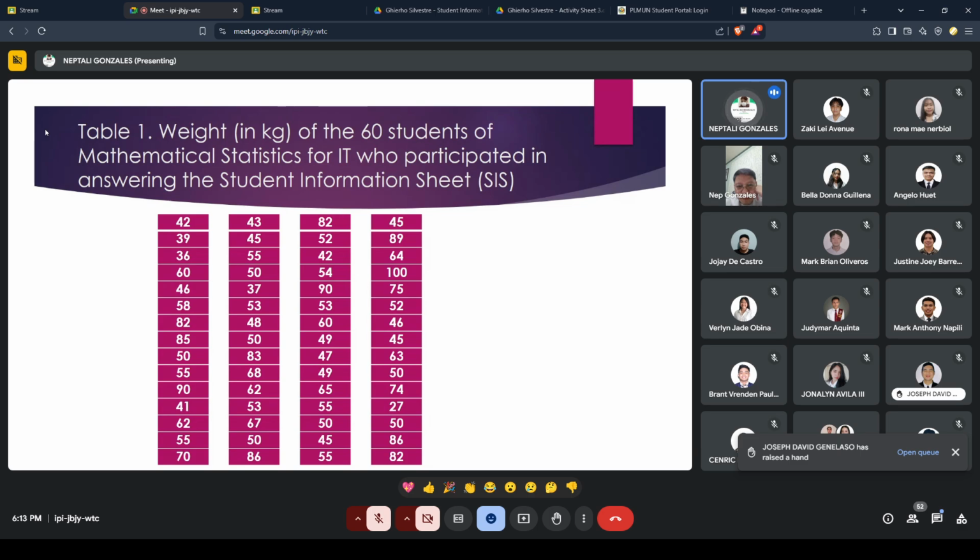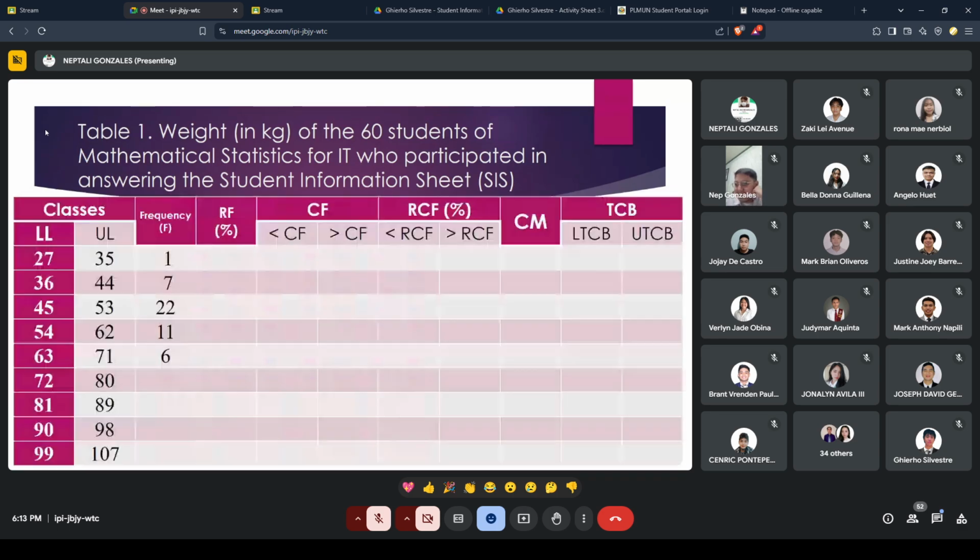Ang bilis mo naman mag-count. Oh, Joseph. 6 po, sir. Okay, from 63 to 71, there are 6. So, double points because it's correct. Double points. Thank you, sir. So, 63 to 71, the frequency is 6.